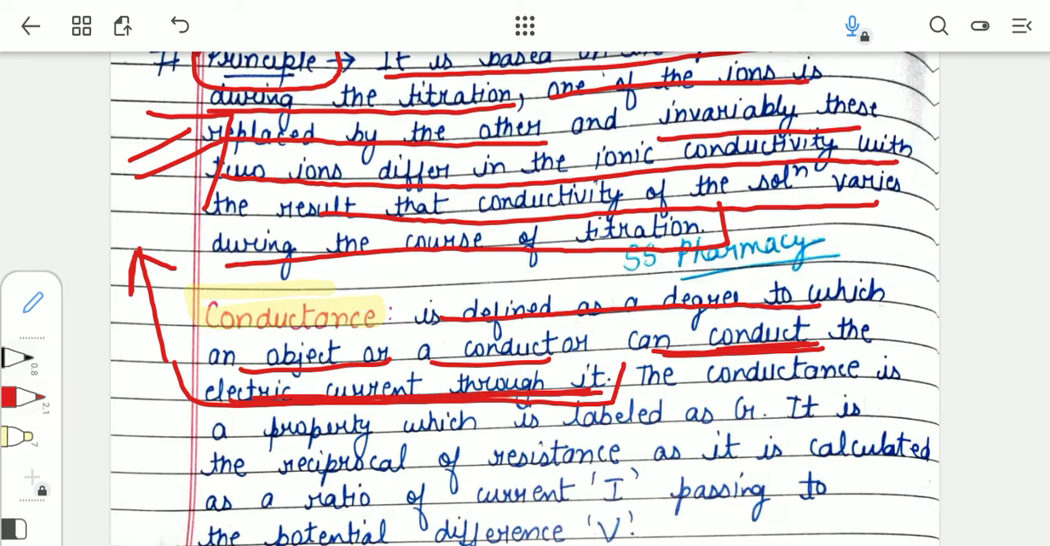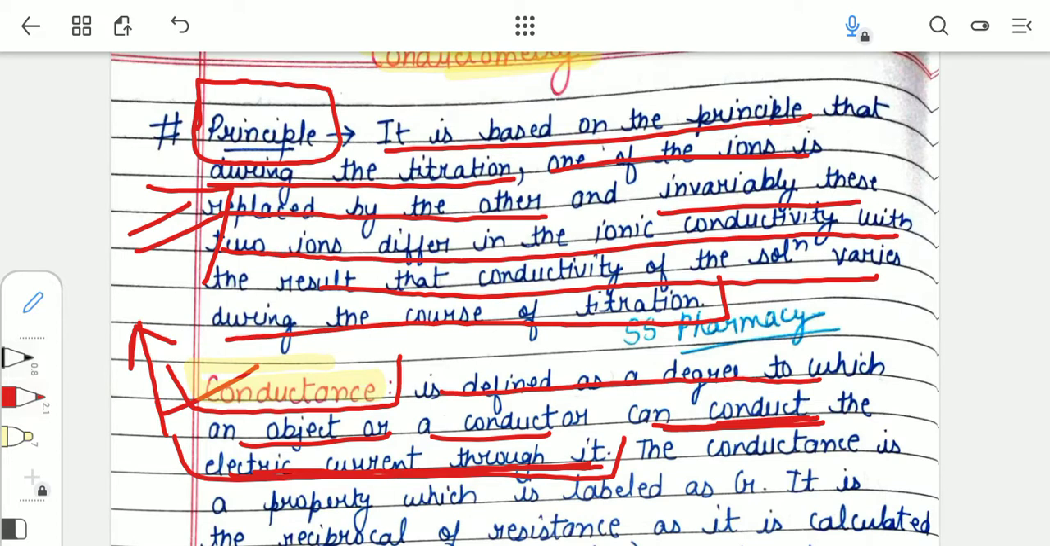So this is what is being said about conductance. If any object has more conductance, it means the electric current can easily pass through it. It means there is more movement of ions or charges. This is what is meant by conductance. So in the principle it is said that during titration, one of the ions is replaced by the other ion, and these ions differ in their ionic conductivity, and due to this difference, the conductivity of the solution varies during the course of the titration.